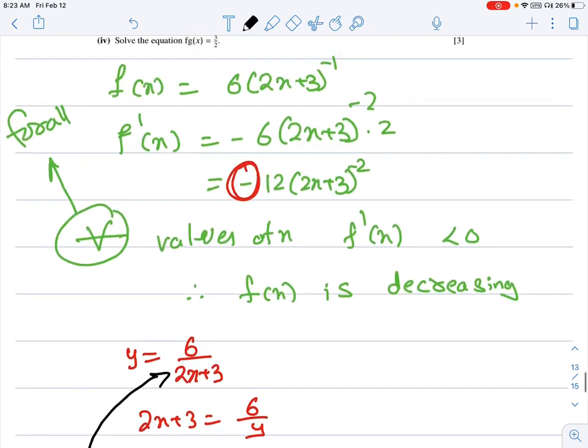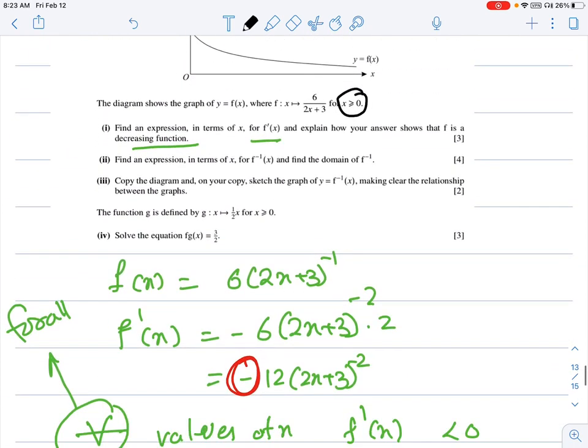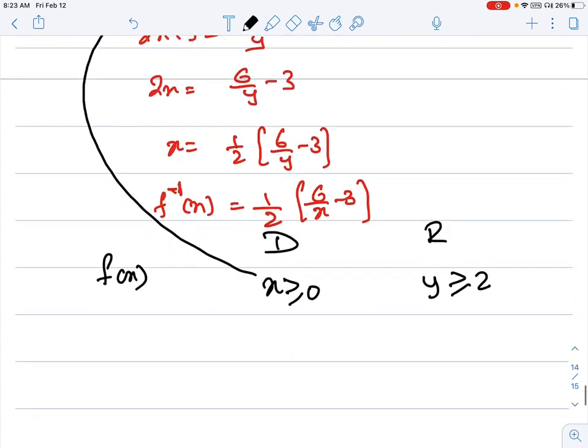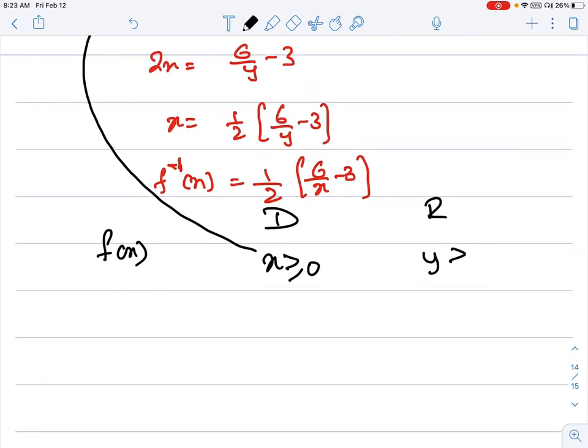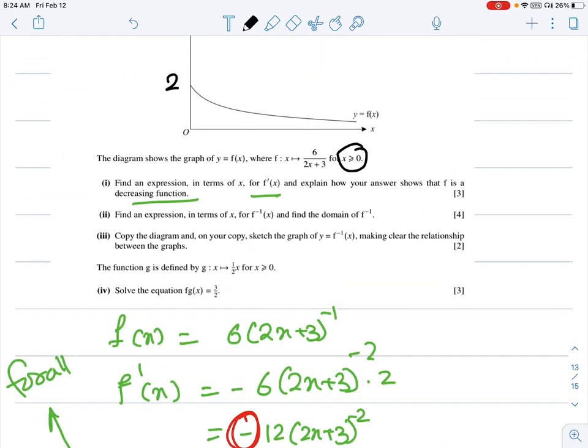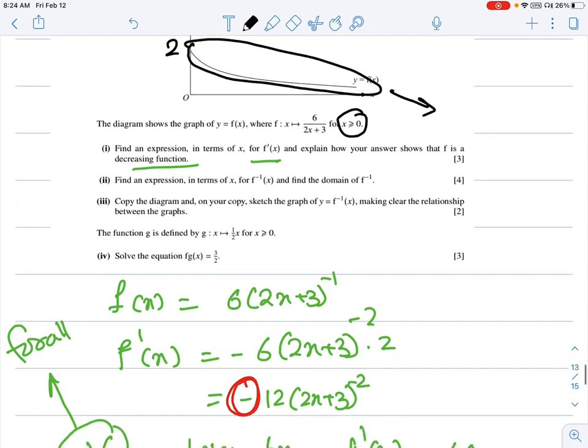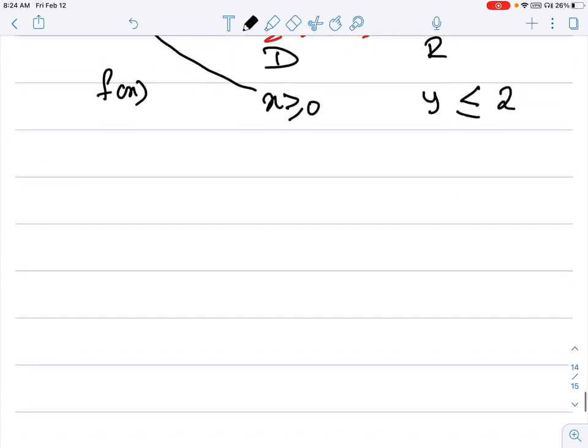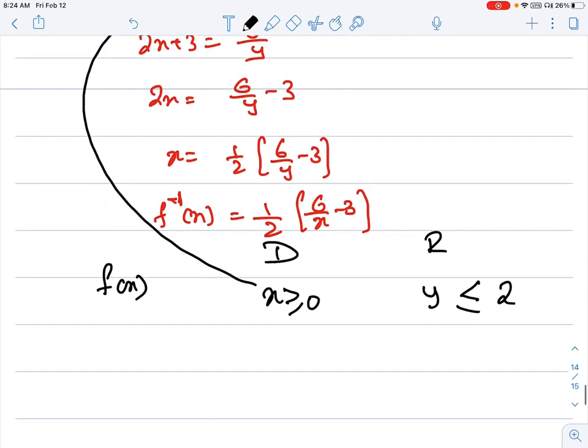So the y values are less than or equal to 2, because it's a division. This value is 2, but all values are positive. It's not going downwards. It never goes down and never reaches 0 also. So to be more reliable, I write 0. So y lies between 0 and 2. That is the range of f of x.